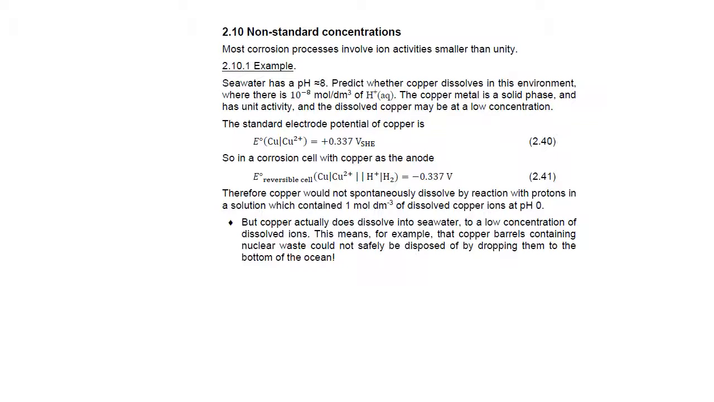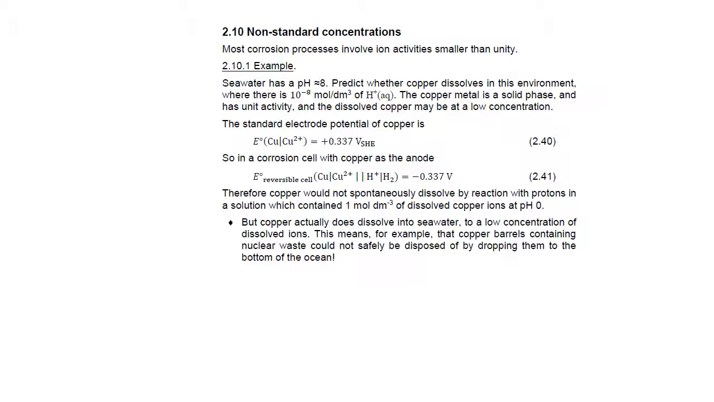But the problem is, using the equations we have so far, in the data for this example, the standard electrode potential of the copper in equation 2.40 is plus 0.337 volts SHE. Remember from last time, this is equivalent to saying if we built a copper dissolution cell with the process shown in equation 2.41, where copper is at the anode, and at the cathode we have pH 0 strong acid, actually.